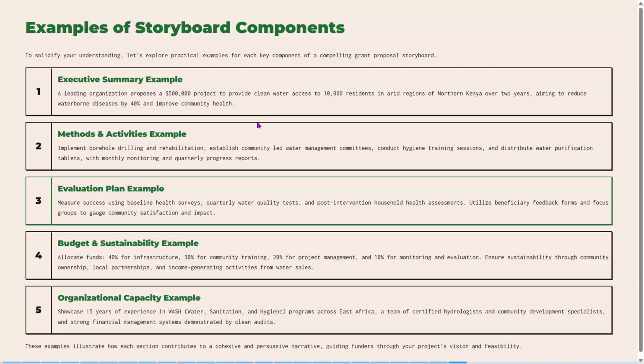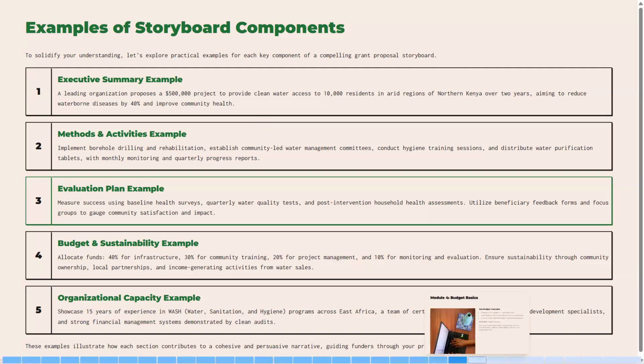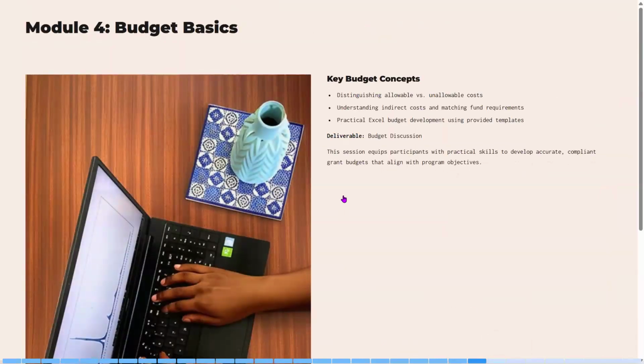So this is how you, for example, plan to allocate funds. 40% is going to be for infrastructure purposes, 30% for community training, 20% for project management, and 10% for monitoring and evaluation to ensure sustainability through community ownership, local partnerships, and income generating activities from water sales. So again, just some examples of what that would look like within a storyboard component. Now we're at module 4.